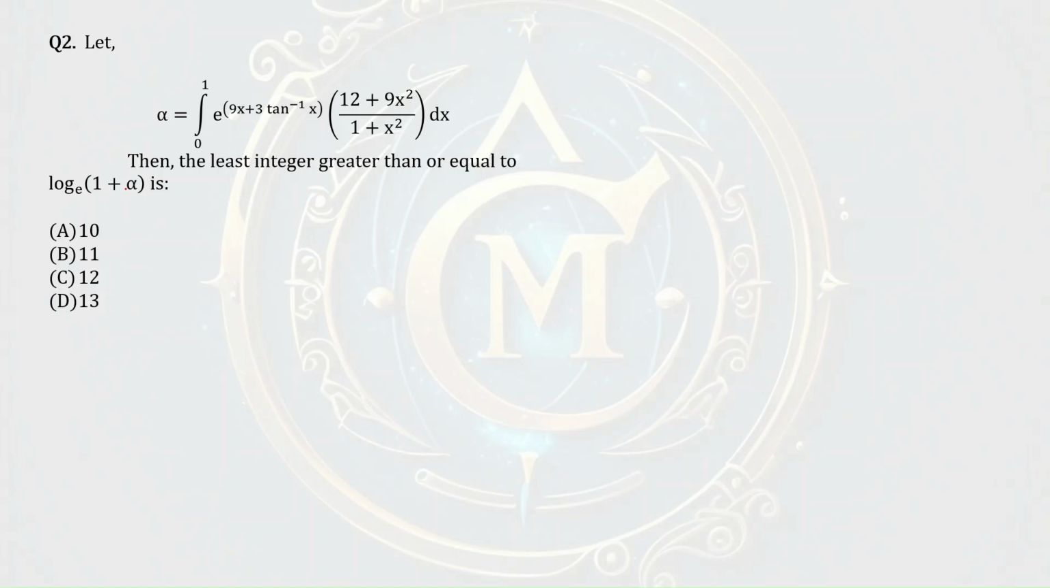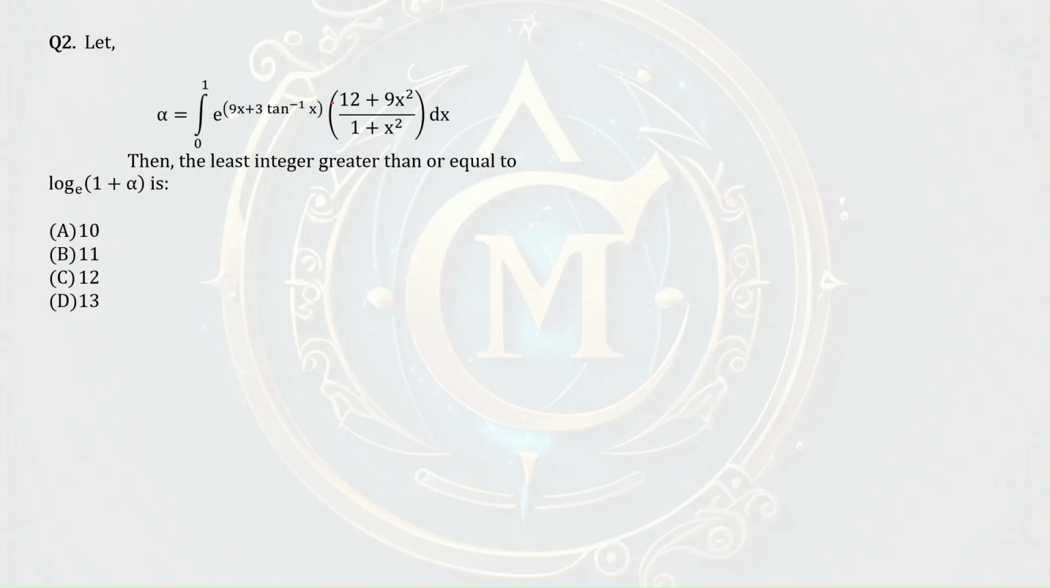So this is the second question that we are going to discuss. Here it says that alpha equal to integral 0 to 1 e to the power some function of x and then some function of x again, and then integral of this whole function from 0 to 1. Then the least integer greater than or equal to log of 1 plus alpha. So log is base e, and 4 options are given. So how to solve this?